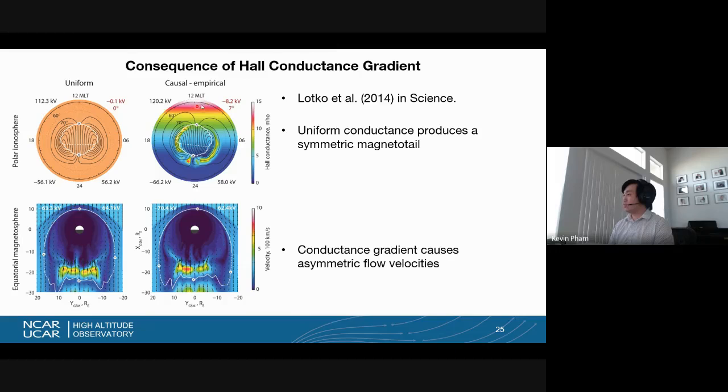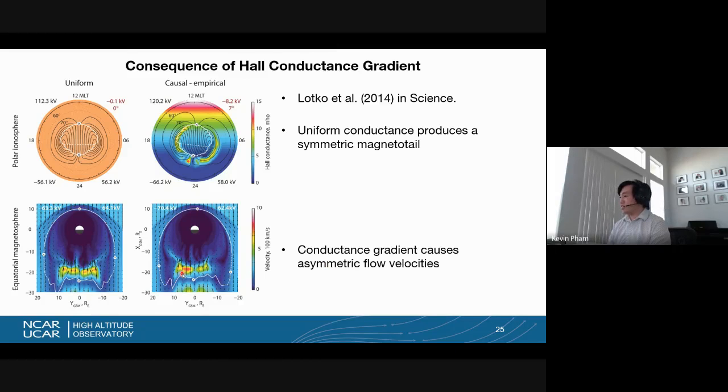However, if you have some sort of gradient in the Hall conductance, similar to what you see on this right plot here, then you have this dawn-dusk asymmetry. This is work by Bill Lotko that was published in Science, and you can see that once you have this conductance gradient, the magnetotail also becomes slightly asymmetric, and the velocity within the magnetotail becomes asymmetric as well.